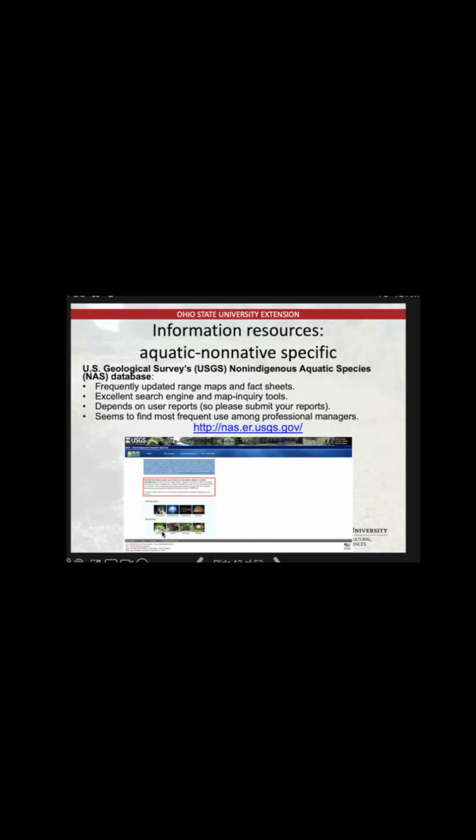The entries on it have a detailed collection of observations that's updated right away, and they will update fact sheets associated with each of these species. A really useful resource, but it depends upon user reports, right? So if you're out in the field and you see something, please report it, because that makes the database better and more useful to people like me who use it. And this seems to me the database that's primarily used by agency professionals, right? People who are doing this kind of work related to management are likely using this database.